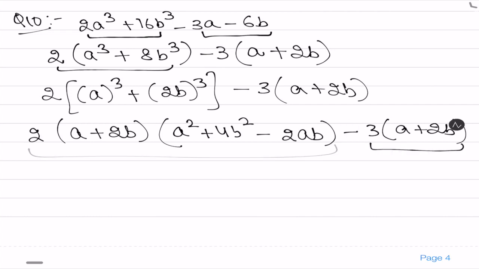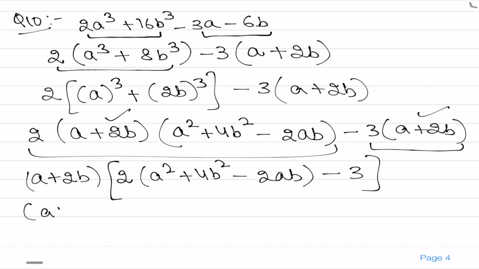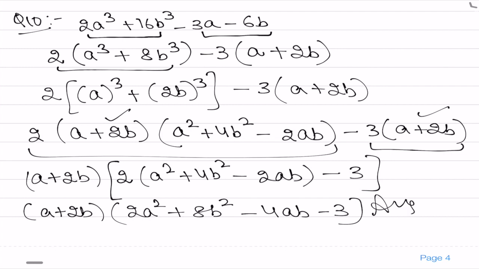We can see in the first and the second term what is common. So we can see a plus 2b is common. We will take out common, and whatever is left we will put in a bracket. So that is 2 into (a square plus 4b square minus 2ab). From the second term, minus 3 is left. So the factors are (a plus 2b) into (2a square plus 8b square minus 4ab minus 3). These two are the factors of the given expression.